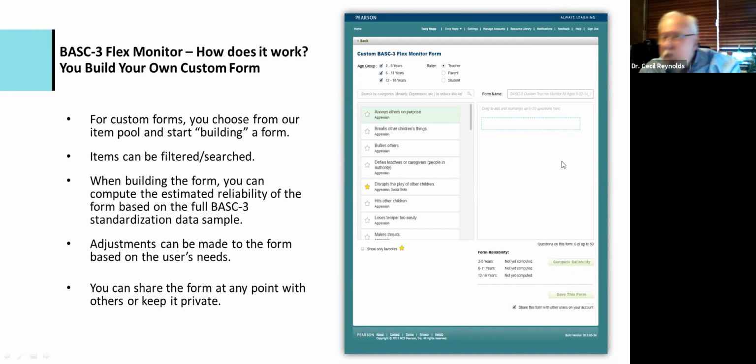And this one's 25 items. I want the teacher to be able to do it more quickly than that. You can start scaling it back, and let's say you take it down to 18 items. And you can do a reliability check, and now say it's 0.9, and you're happy with that.